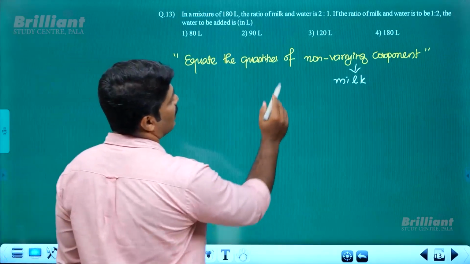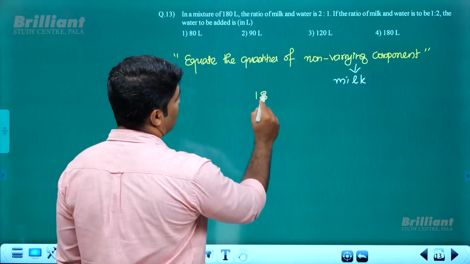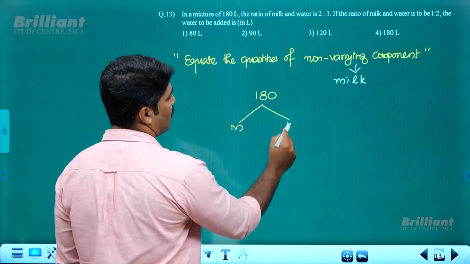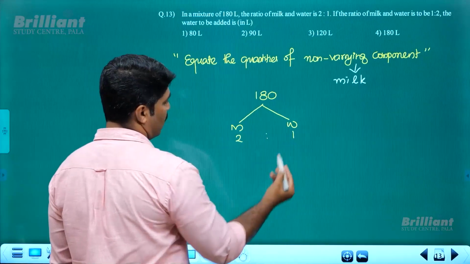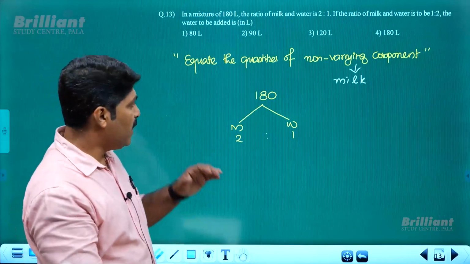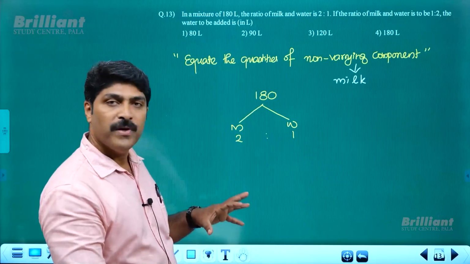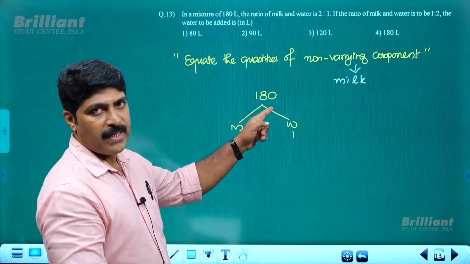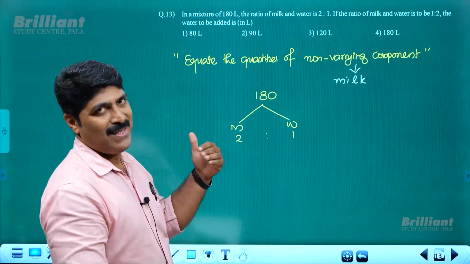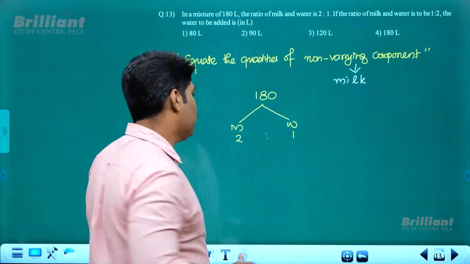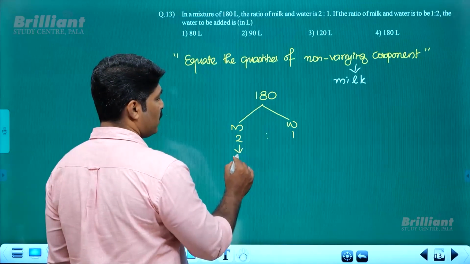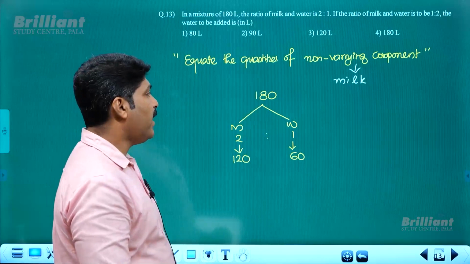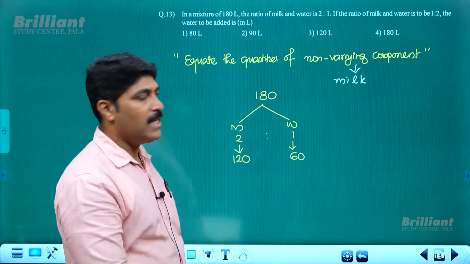Here it is given that this is a total of 180 liters. Out of this 180 liters, milk and water are in the ratio 2:1. Now you are able to find out how we can split this 180 in this 2:1 ratio. 2 plus 1 is 3. 3 is representing 180. Then how many 3s will make 180? That is 60. So 2 into 60 is 120, and 1 into 60 is 60. This is a way to split the milk and water as per this ratio.